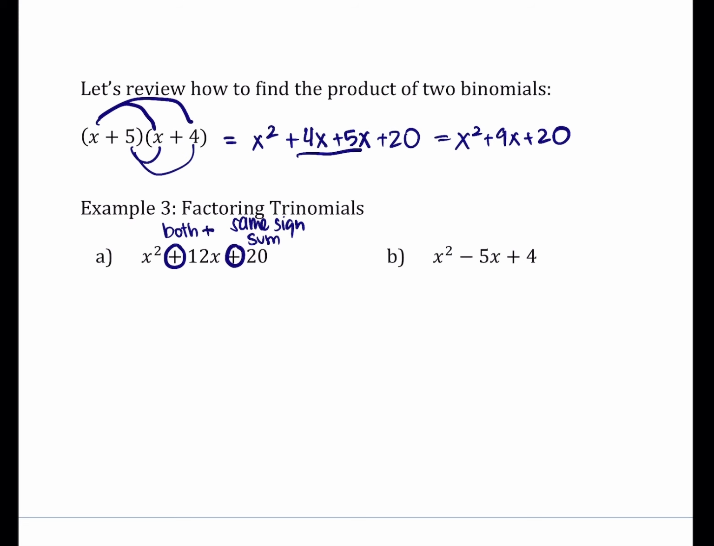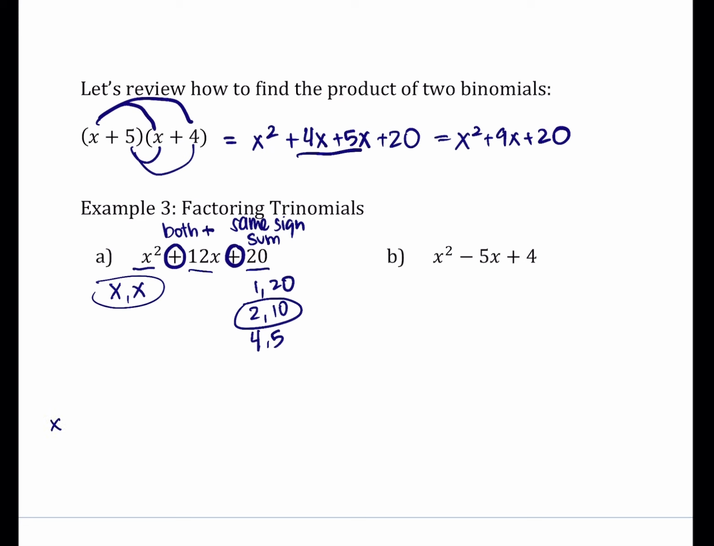Now we're going to look at the factors of each of our first and third terms. The factors of x squared are easy. We just have x and x. Factors of 20, we have a few: 1 and 20, 2 and 10, 4 and 5. So that's where these come into play. Same sign, sum. I want to see what factors of 20 will give me a sum of my middle term, 12x. I can see 1 plus 20 is 21, 2 plus 10 is 12. So I'm actually going to use that. For the x squared, there's only one to choose from.